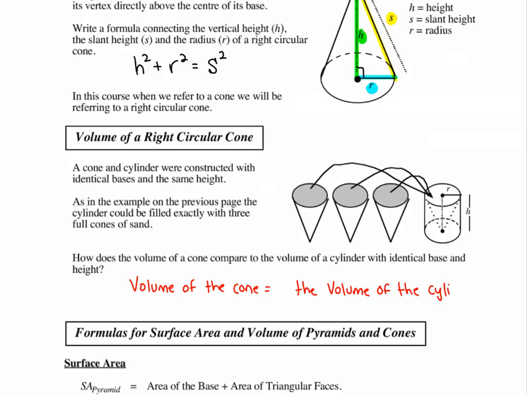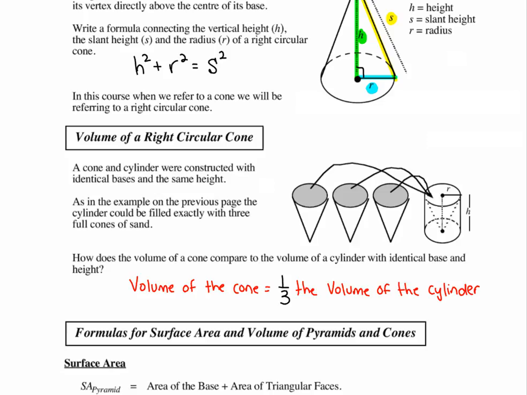When we poured in 1 cone, how much of the cylinder filled up? Can we do it again? So here's my cylinder. Take my cone, pour it in. How much was filled up? 1/3. So the volume of the cone is 1/3 the volume of the cylinder. And that's why it took 3 cones to equal 1 cylinder. So this is going to give us our 2 formulas.